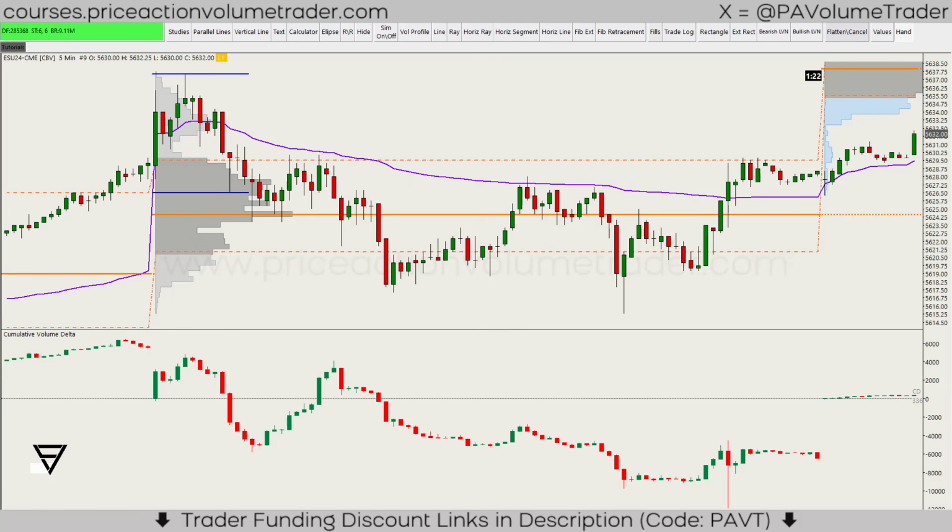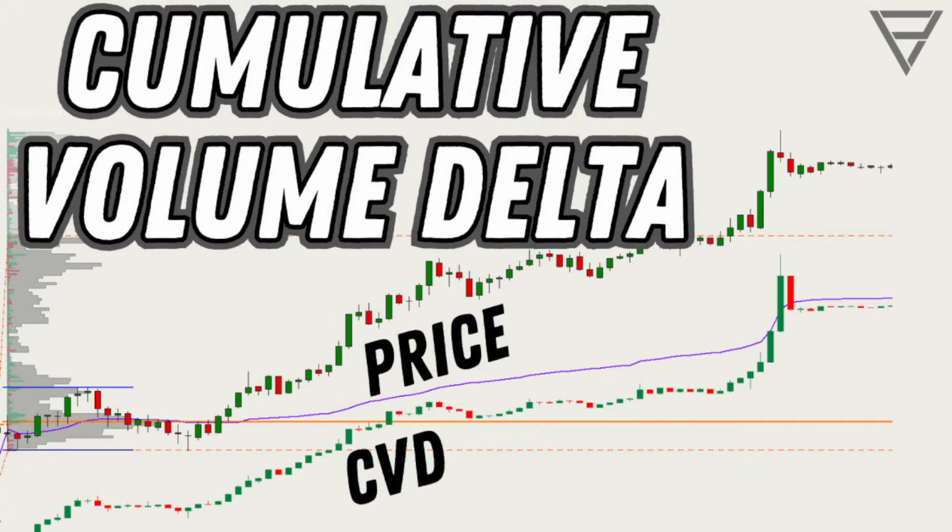Okay, so that's pretty much it for the video. Again, this is just a quick summary of the cumulative volume delta indicator. I have a lot more in-depth content on this in my day trading with order flow and volume profile course as well, if you want to check that out.